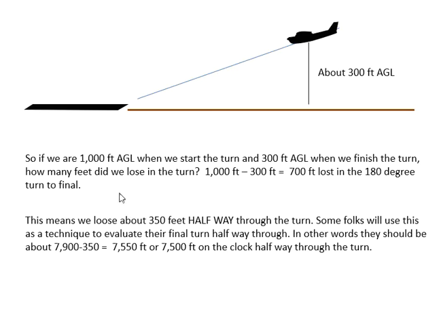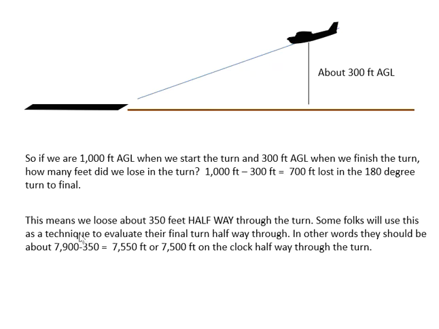So think about this for a second. Our base turn is a 180-degree turn. Remember that. So if we start 1,000 feet above the ground and we end up 300 feet above the ground, then we lost some altitude during that turn. And how much did we lose? Well, we lose 700 feet in the 180-degree turn. So in 90 degrees of turn, in other words, halfway through our base turn, we should lose about half of this, which is 350.